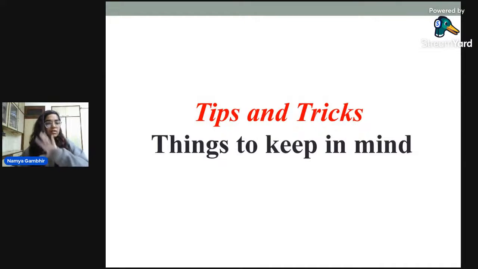Now, just some general tips and tricks for a CR section, a few things to keep in mind when you're trying to attempt the CR section. First, annotate the passage. That's very important. When you're reading the passage, some statements would be pure factual statements, like India's growth rate is 25% or something like that.